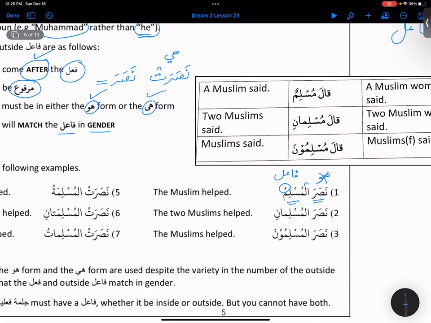Now, the very interesting thing over here. Next one. Nasara, Nasarul Muslimani. What's going on over here? Nasara has huwa version, but Muslimani, how many Muslims? Two. It does not matter how many people there are. Outside doer could be plural, even though we have Nasara huwa version.